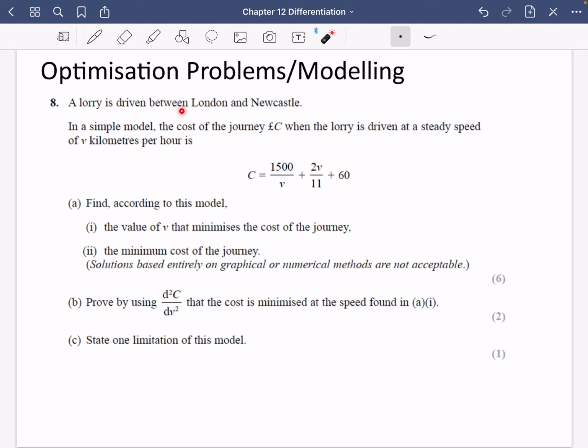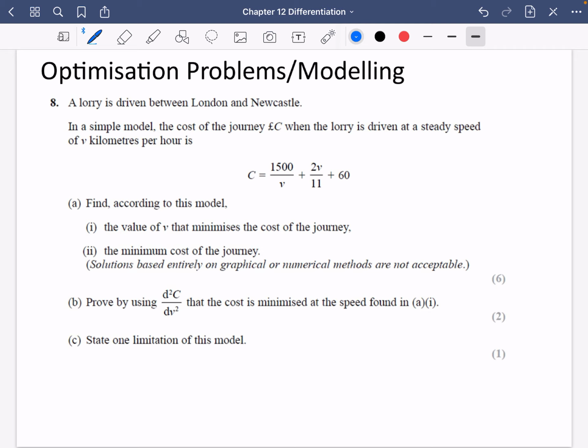A lorry is driven between London and Newcastle. In a simple model, the cost of the journey, C, when the lorry is driven at a steady speed of v kilometers per hour, is this thing that we've got here. Find, according to this model, the value of v that minimizes the cost of the journey.